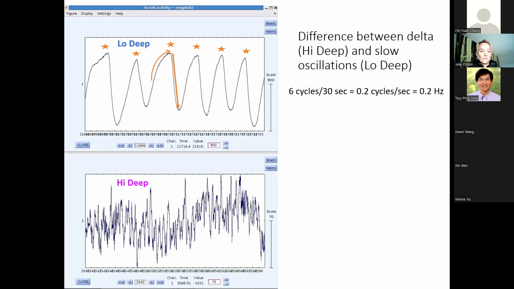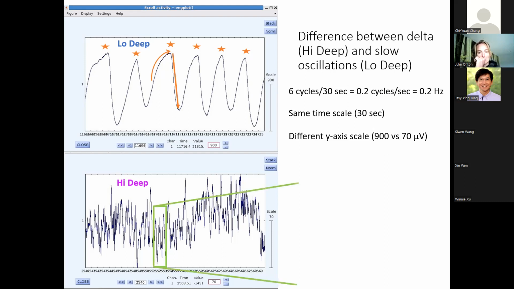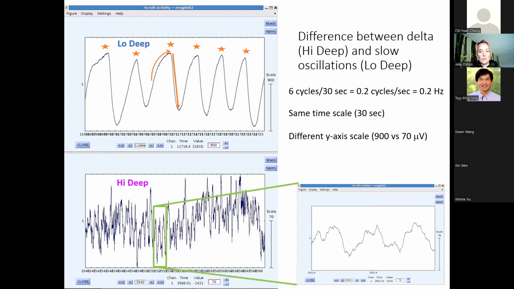Below, this is an example of a stretch of high deep sleep. This is the same time scale, 30 seconds, but a very different y-axis. The top is 90 microvolts, the bottom is 70 microvolts. So there's a huge difference in amplitude. If you take 2 seconds out of this high deep sleep and you blow it up, you can see a little bit more of the sinusoidal activity there. It's a lot more jaggedy because the amplitude is much lower, so you're seeing other frequencies mixed in. If you count these, 1, 2, 3 in 2 seconds, this is 1.5 hertz, which is the range that I call high deep sleep.